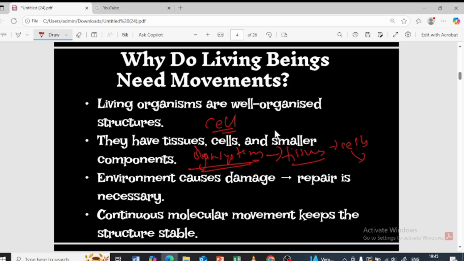This well organized structure goes in a systematic way, right? If there are some changes in the environment because of climatic conditions or because of an accident, it may cause damage to our body. So the repairing of the body is important. Just imagine your bike got damaged because of an accident, so the repairing of the bike is important, right? The same way, the repairing of your organ system is also necessary. In order to repair that, molecular movement is going to take place. The continuous molecular movement takes place to keep the structure stable.